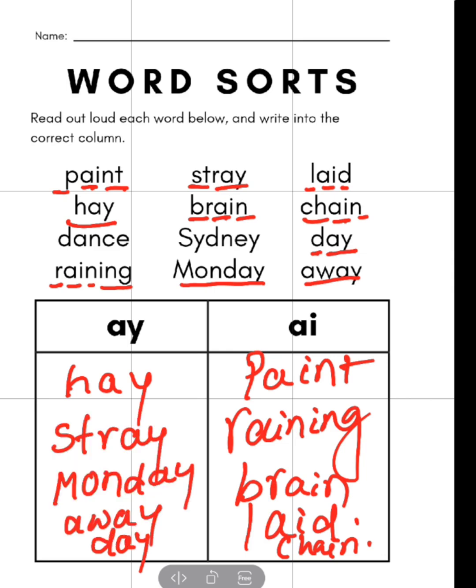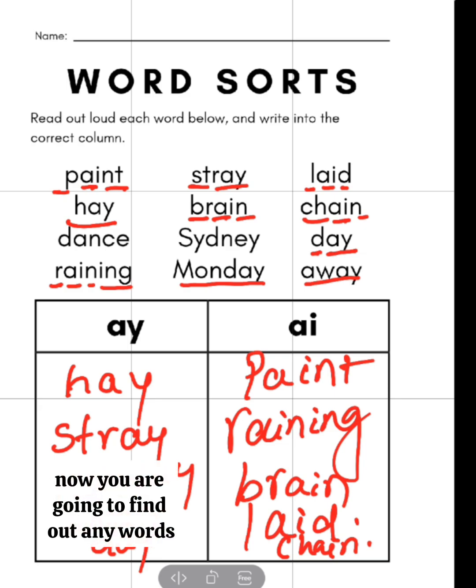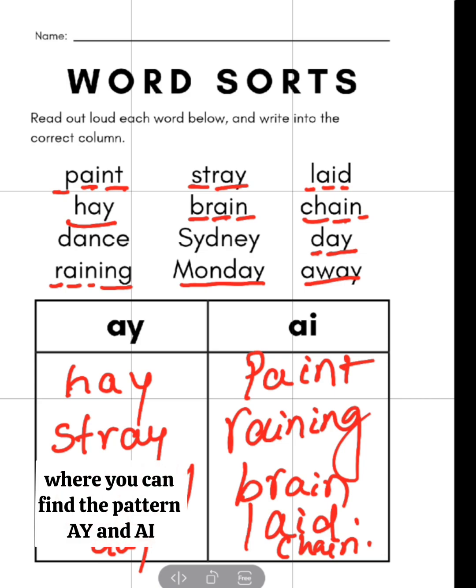Okay, so now you are going to find out any words where you can find the pattern AY and AI.